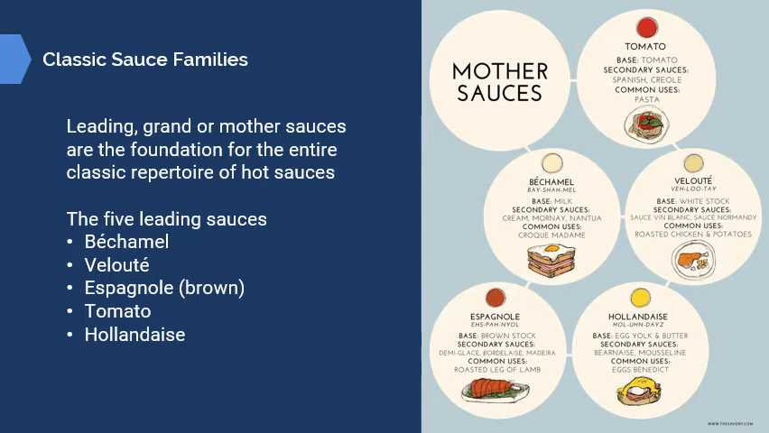Hollandaise, which is a mixture of egg yolk and clarified butter, is used to make secondary sauces like béarnaise and mousseline. It's commonly used on things such as eggs Benedict.